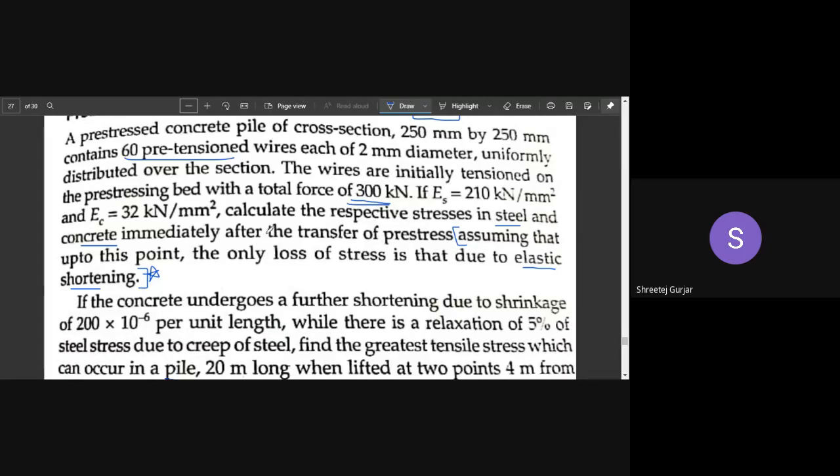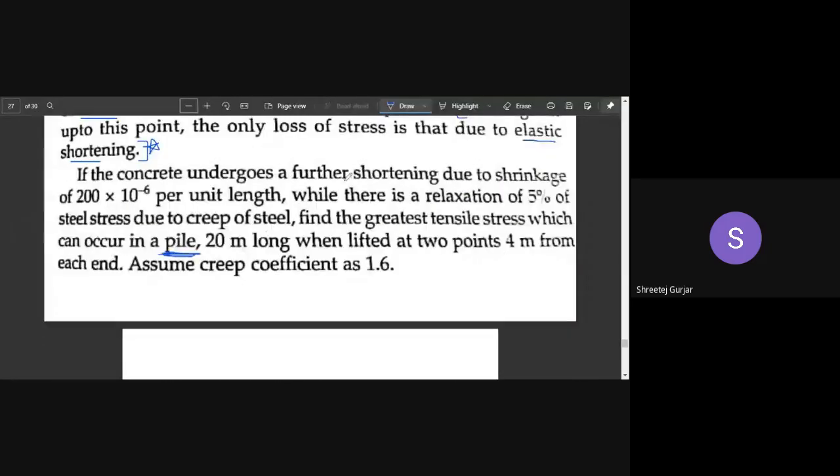Moving on, if the concrete undergoes further shortening due to shrinkage, the coefficient given is 200 into 10 power minus 6, while there is a relaxation of 5% of steel stress due to creep of steel. Then find the greatest tensile stress which can occur in a pile. We'll look at how to find this greatest tensile stress.